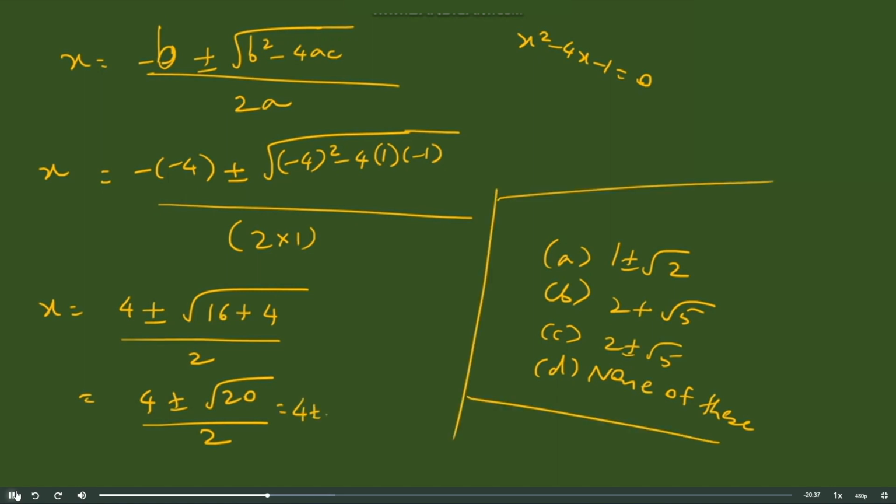4 plus or minus square root of 20 by 2. 2 2s are 4, 4 5s are 20, so it is 4 plus or minus 2 root 5 by 2. Okay, 2 root 5 by 2, which is equal to 2 plus or minus root 5.